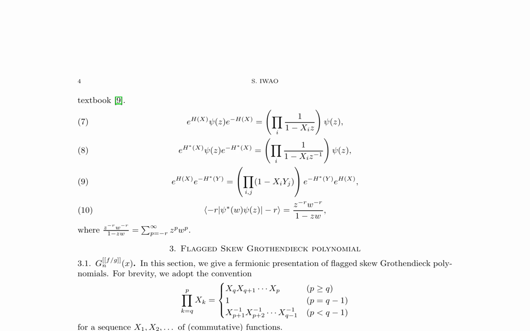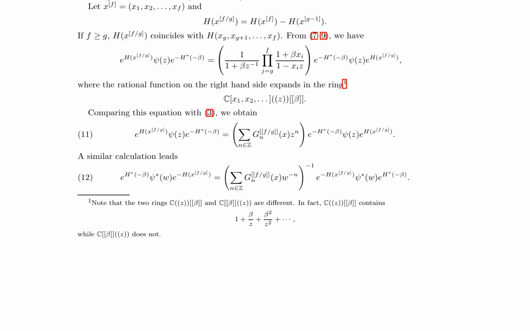The main result of the paper is presented in equations, 11 and 12, where the flagged skew-Grothendieck polynomials g, f per gram, n, x, are expressed as a series of fermion fields and vertex operators. This result provides a novel way to compute the flagged skew-Grothendieck polynomials using the algebraic structure of the vertex operators and fermion fields. The paper concludes by noting the difference between two rings, C, Z, beta, and C, beta, Z, emphasizing the distinct properties of these rings in relation to the flagged skew-Grothendieck polynomials.